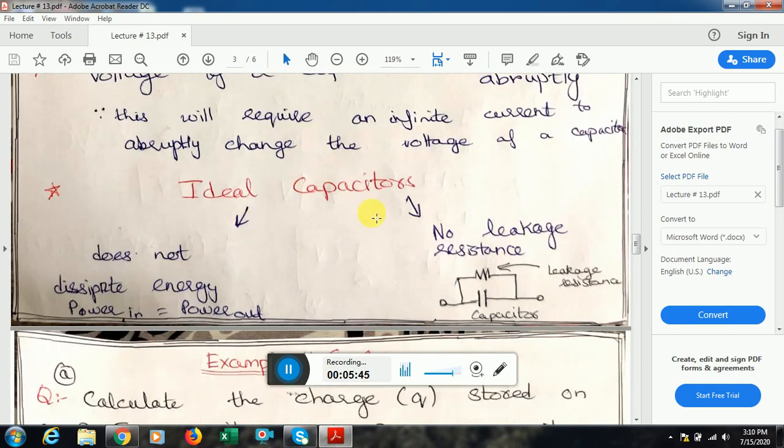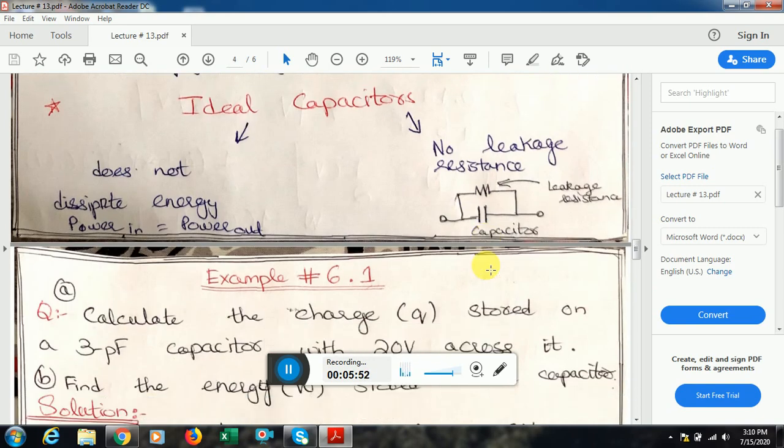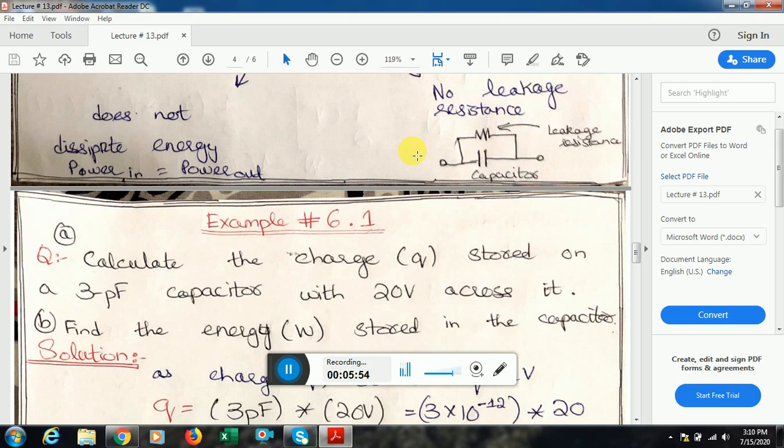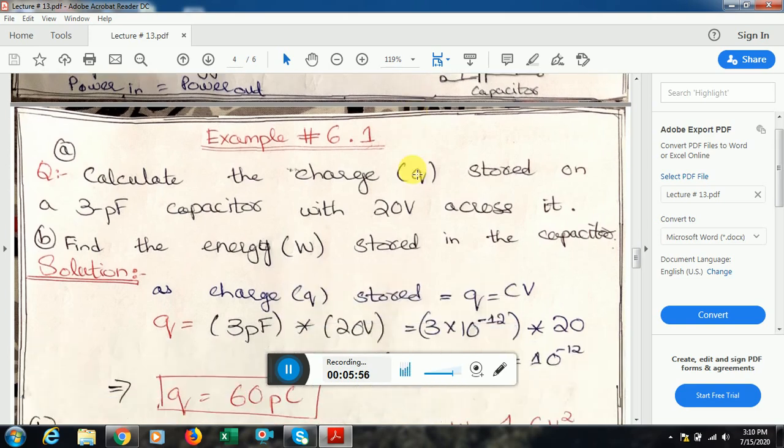So ideal capacitors do not dissipate any energy, and there's no leakage resistance in ideal capacitors. Now, as we did some mathematics, what we'll do is apply this mathematics in different scenarios.